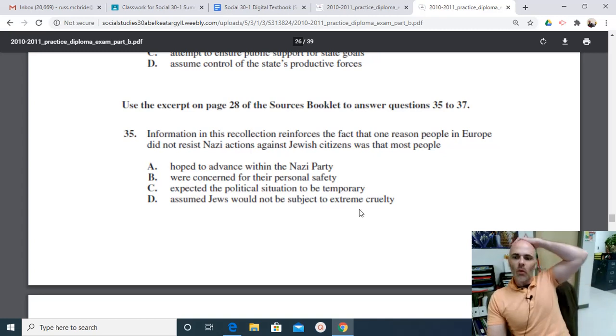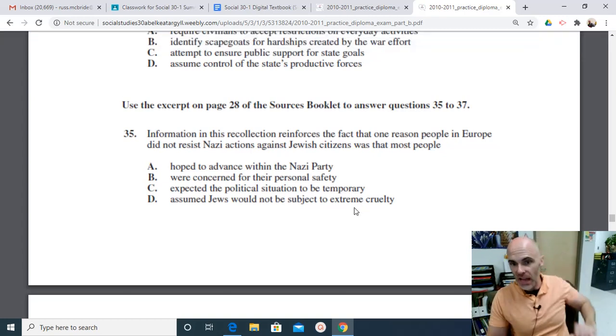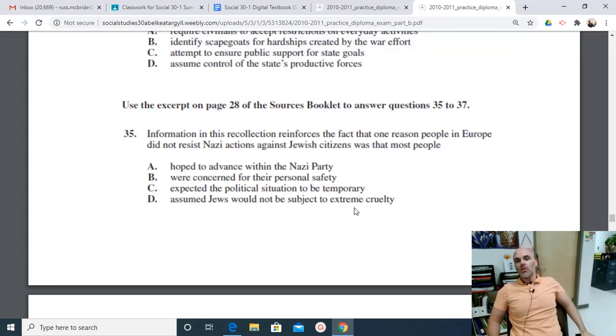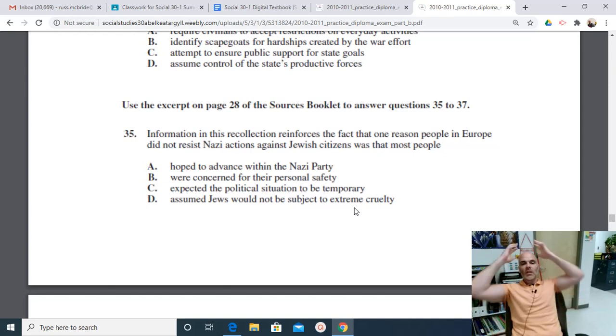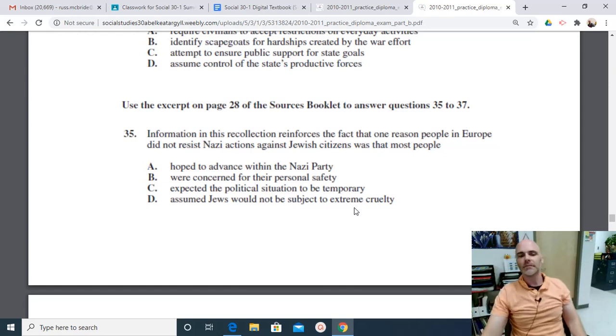Information reinforces the fact that one reason people in Europe did not resist Nazi actions against Jewish citizens was that most people hoped to advance within the Nazi party, were concerned for their own personal safety. A and B are different. I've distinguished them. When I look and I match, because these are all matching it seems, we're matching different things. Expected the political situation to be temporary. Okay, that's different. Assume the Jewish people would not be subject to extreme cruelty.